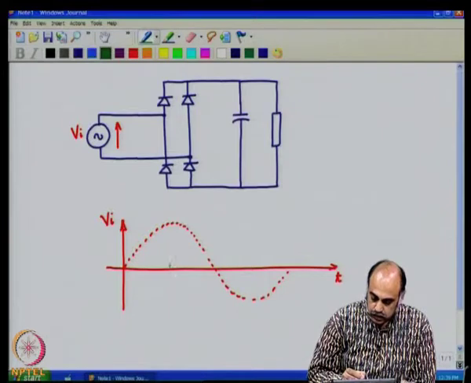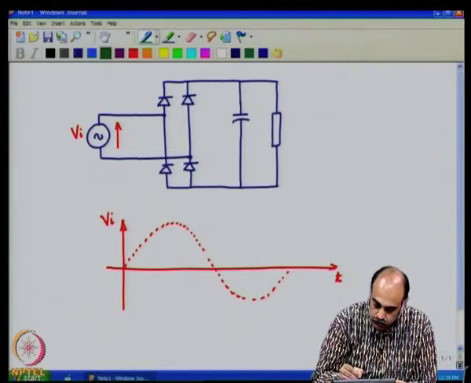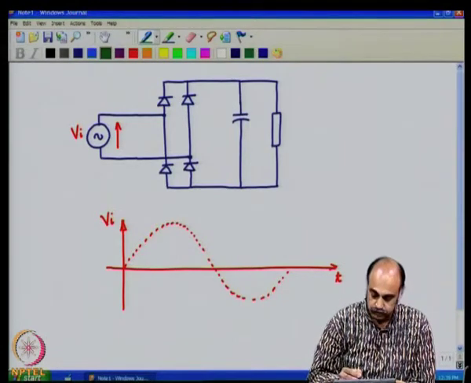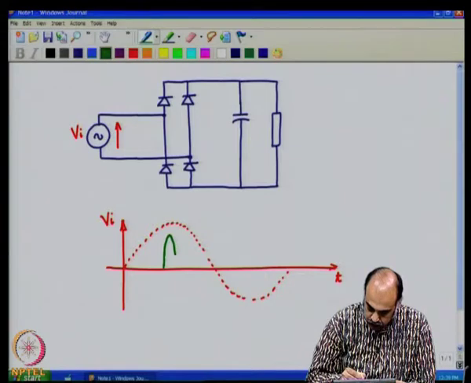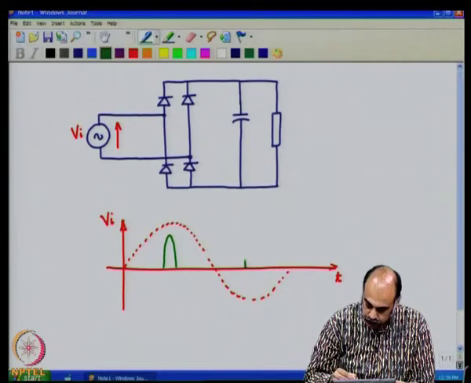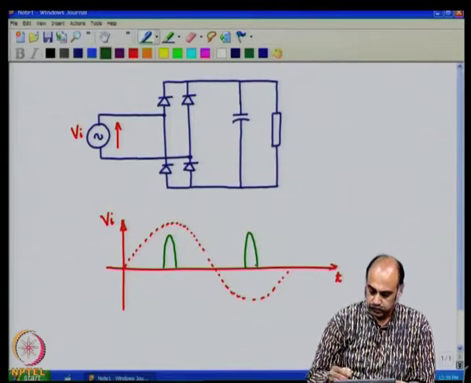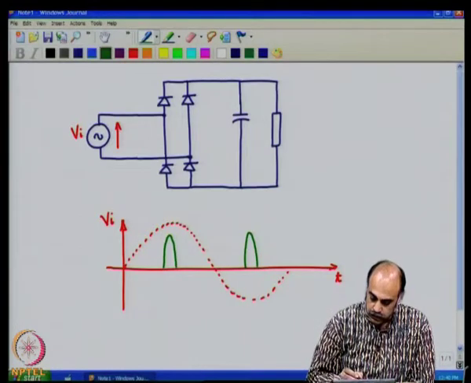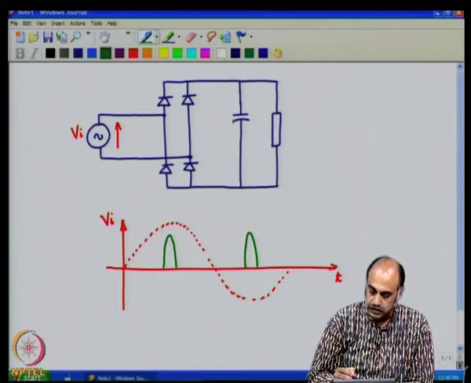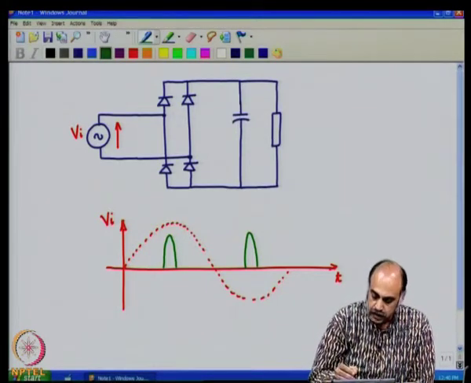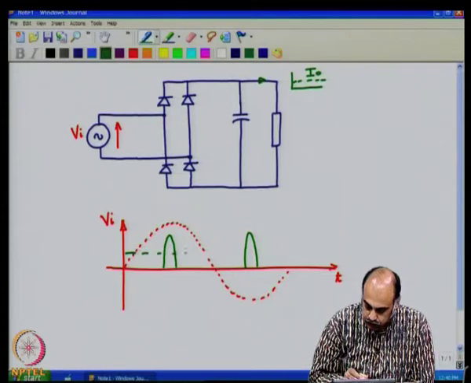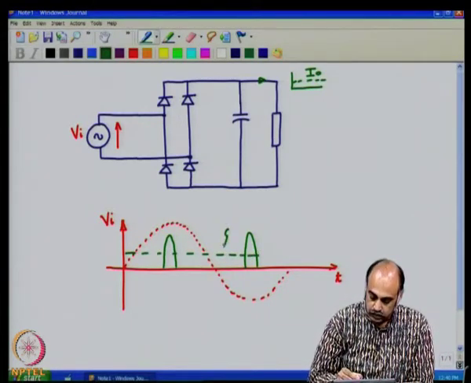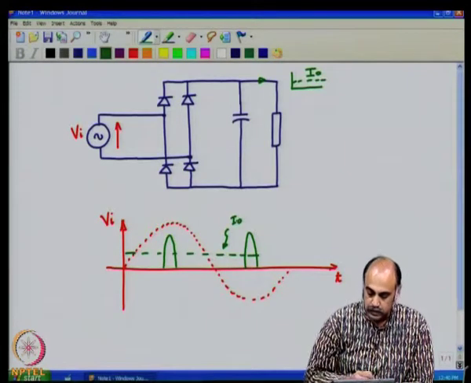Now, the current that flows through this capacitance here would be of this form. Somewhere around here, you will see the peaking type of current like that, something of this form. This is the type of current that you would see through this capacitance, and the current through the load here would be an average of that. This is I naught, which is the average of this.